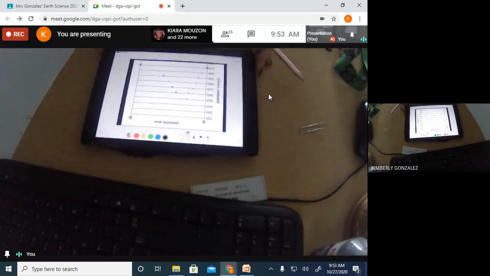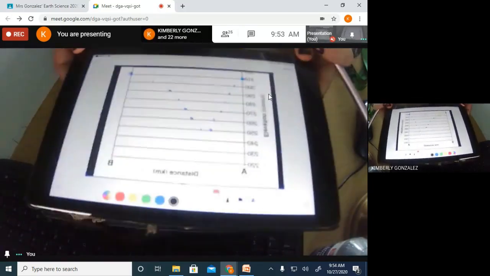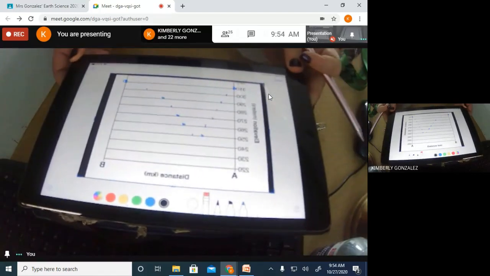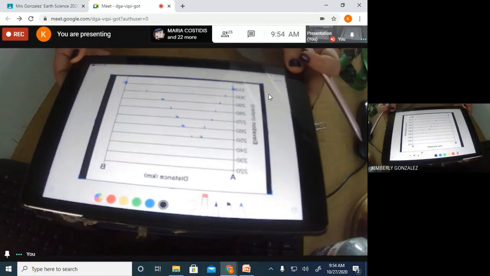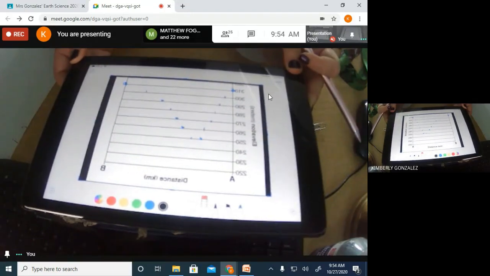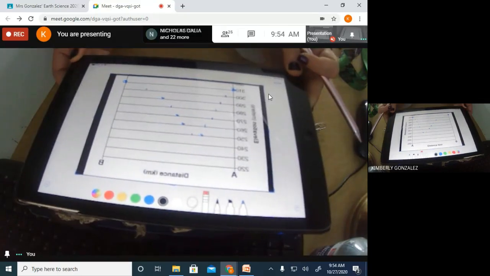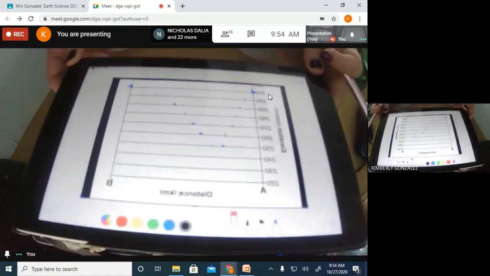And yours should look like this. By the time you get all the dots in, it should look like this. You guys all see that?